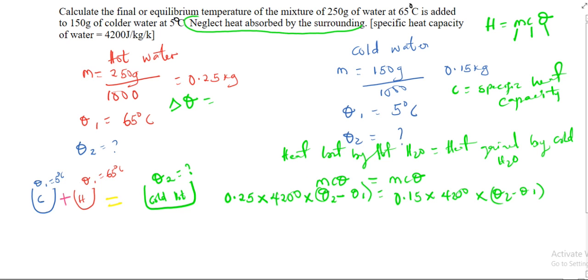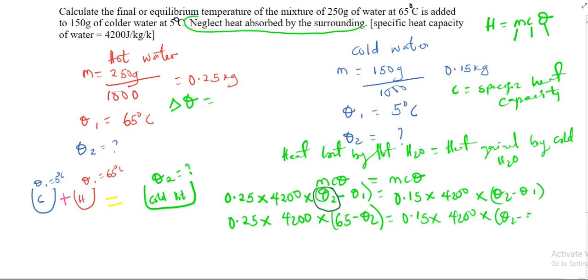Now in our solution here, we realize that putting theta 2 at this side will make us have a negative sign here, which we don't need. But let's still go on to solve. So we're having 0.25 multiplied by 4,200 multiplied by, let's put our theta 1 on this side, since we know that it will be more than theta 2, because the hot water is losing heat, so the final temperature will be less than 65 degrees Celsius, because it will be losing its heat to the cold water. So we're having 65 minus theta 2 equals 0.15 multiplied by 4,200 multiplied by theta 2 minus 5 degrees Celsius.